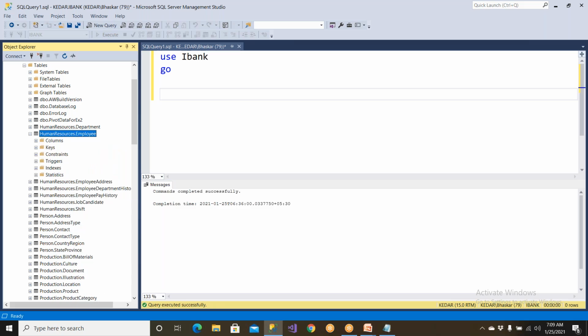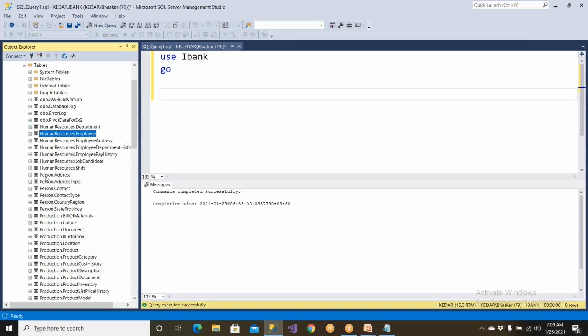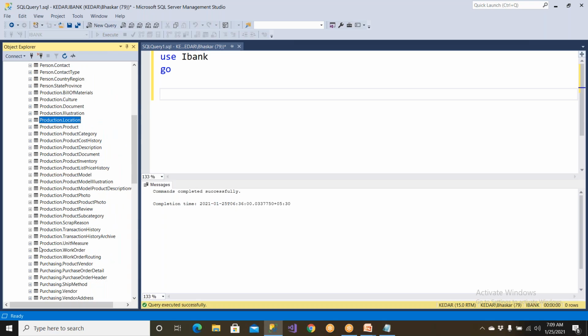Why the employee table is necessary, why these columns are there, what hire date, salary, vacation hours, sick leave hours, current flag are, all these things we don't know. But we should know this is a primary key and these are some foreign keys. This is the primary key symbol, this is a foreign key, that's it. There is an address table, a location table, and a lot of things available. What is a unit master? Do you know what unit measure means? We don't know why this table is created.